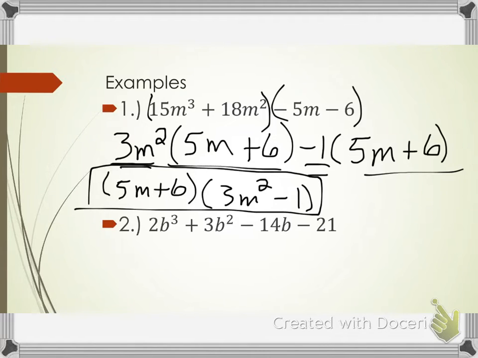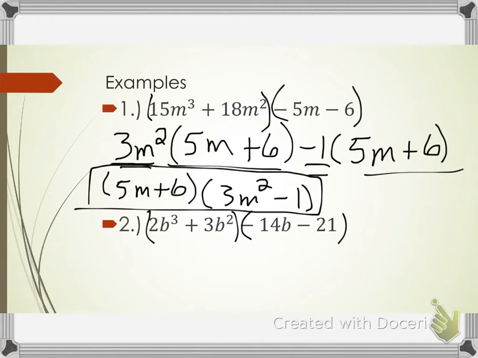Wait, can't you do like 2 and 2b squared and then 14 negative 14b, and then like 3b squared and 3b? Can't you do the 2 and the 14 and 3 and 21? You could, but what's going to be easier than doing that? Grouping it. Just grouping the first two terms together, and then group my last two terms together.